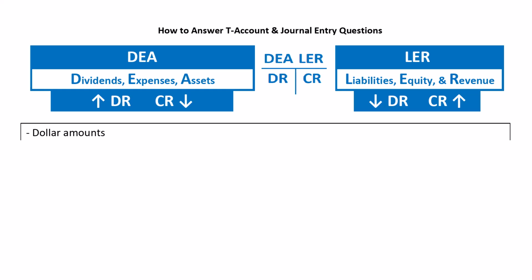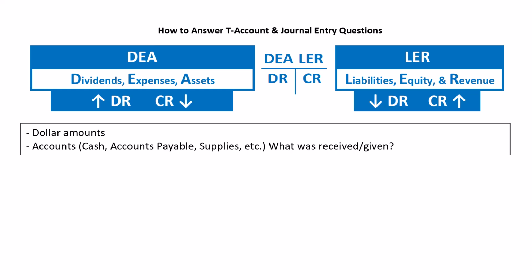The second step is to identify the dollar amounts. This is pretty self-explanatory, but sometimes we have to do math in order to get the appropriate dollar amounts. Step 3 is to identify the accounts. These are accounts like cash, accounts receivable, supplies, accounts payable, and sales revenue, just to name a few. Typically, we're taught to think about what was received and what was given in the particular transaction.